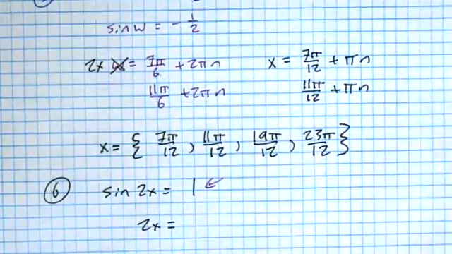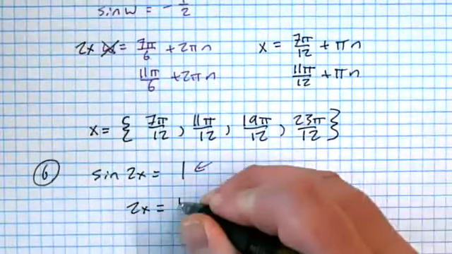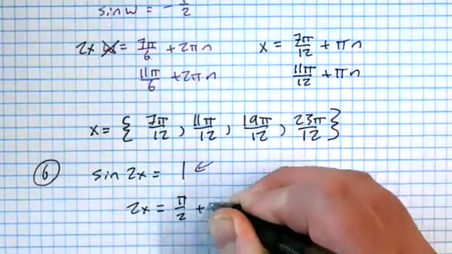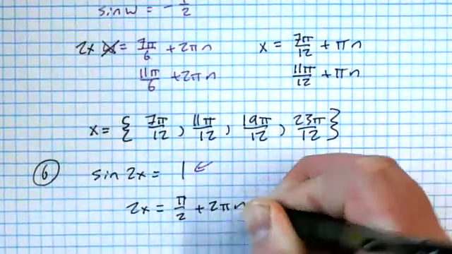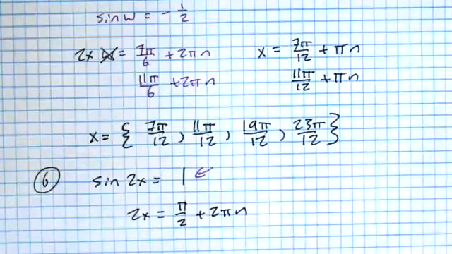I think there's only one angle that gives us a sine of 1, isn't there? But in radians. Pi over 2, but plus 2 pi n. Solve that, get x by itself, and then give me a list of all the things that are going to work for us. We're only interested in the values between 0 and 2 pi.